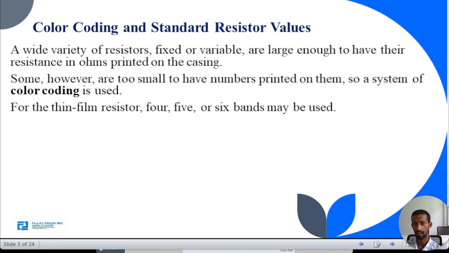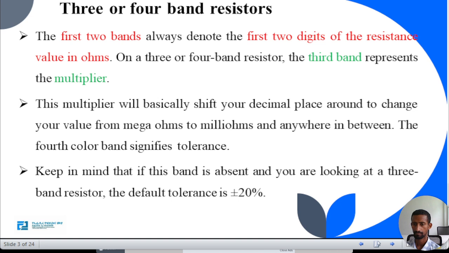Bands may be 4, 5, or 6 in number. Let's see how we can determine a 3 or 4 band resistor's value. In this band, the first two bands always denote the first two digits of the resistance value in ohms. On a 3 or 4 band resistor, the third band represents the multiplier.